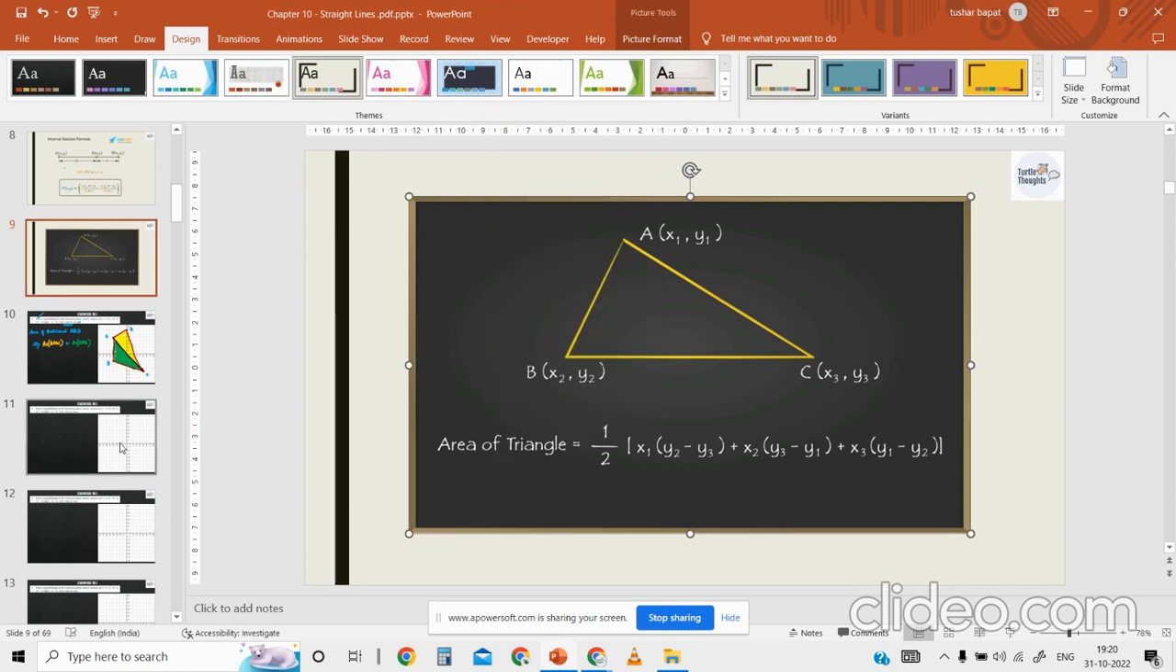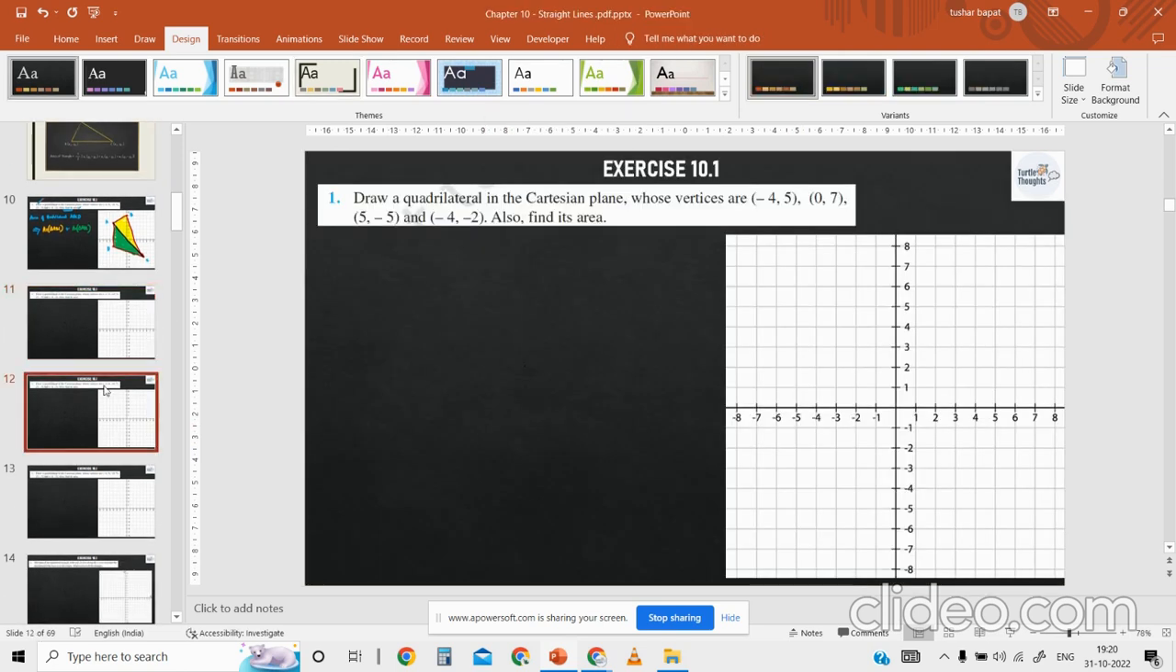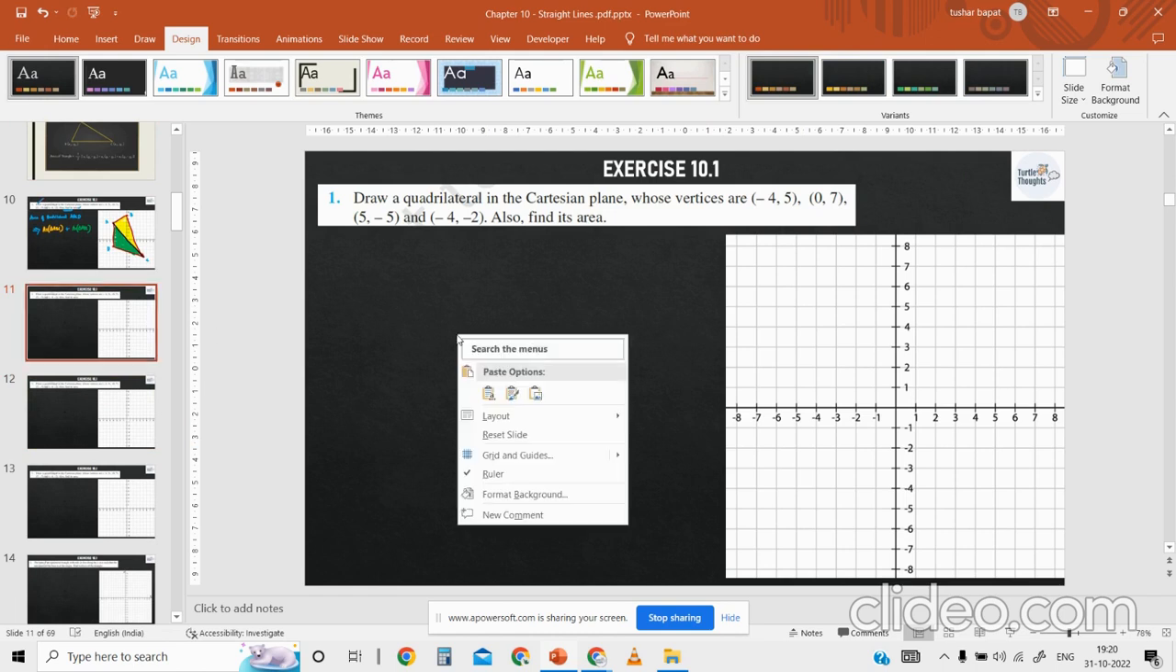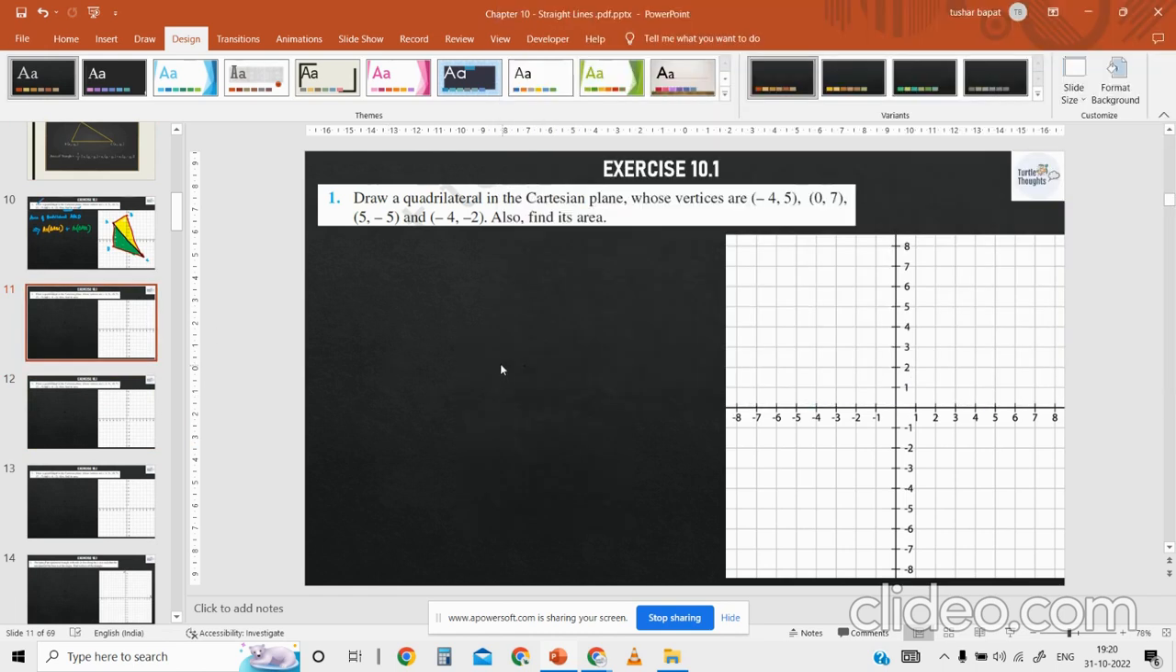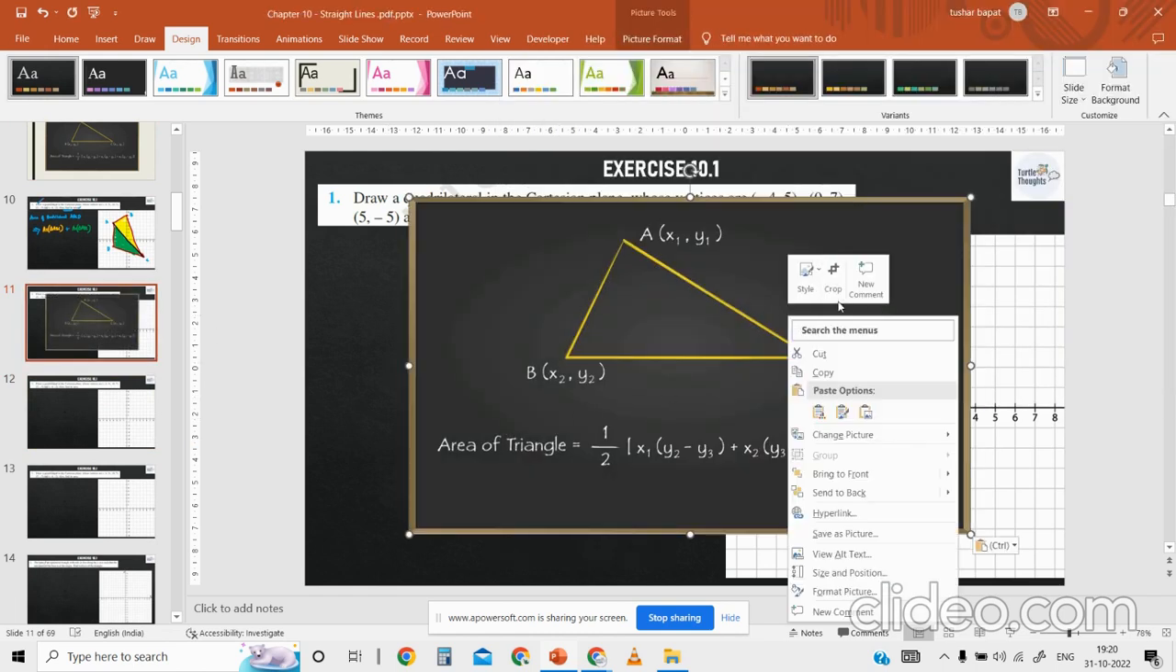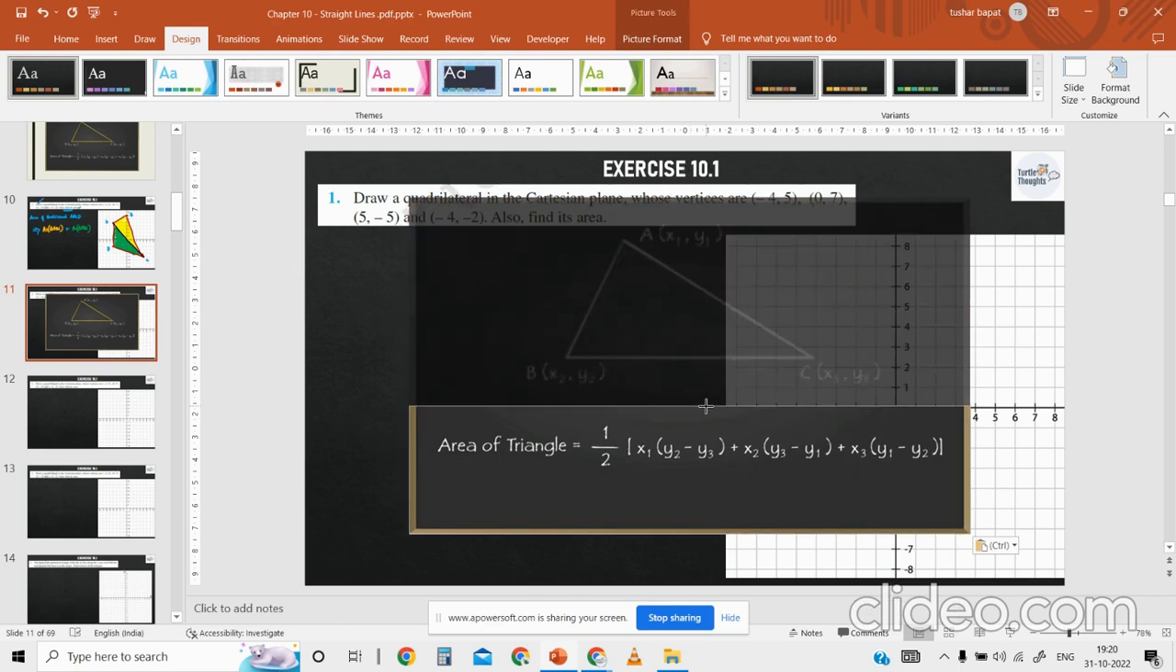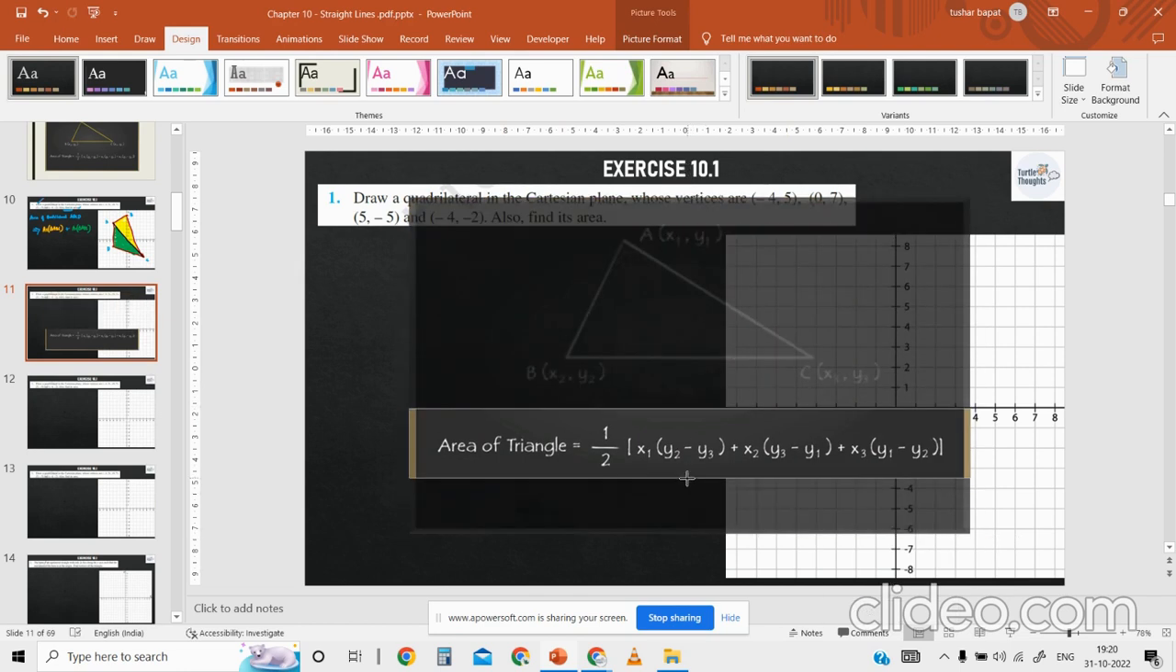Okay. Paste it over here. Yes. So let me take just the formula.